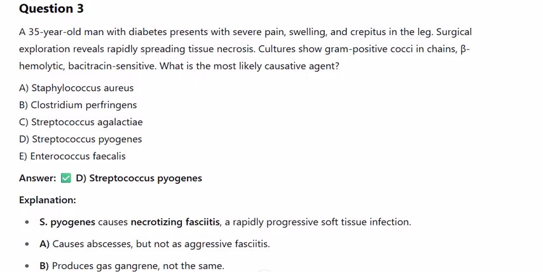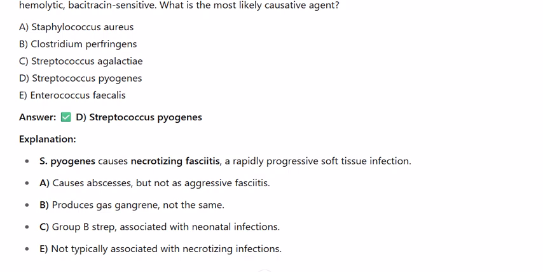Streptococcus pyogenes. Explanation: S. pyogenes causes necrotizing fasciitis, a rapidly progressive soft tissue infection. A. Staph aureus causes abscesses, but not as aggressive fasciitis. B. Produces gas gangrene, not the same. C. Group B strep, associated with neonatal infections. E. Not typically associated with necrotizing infections.